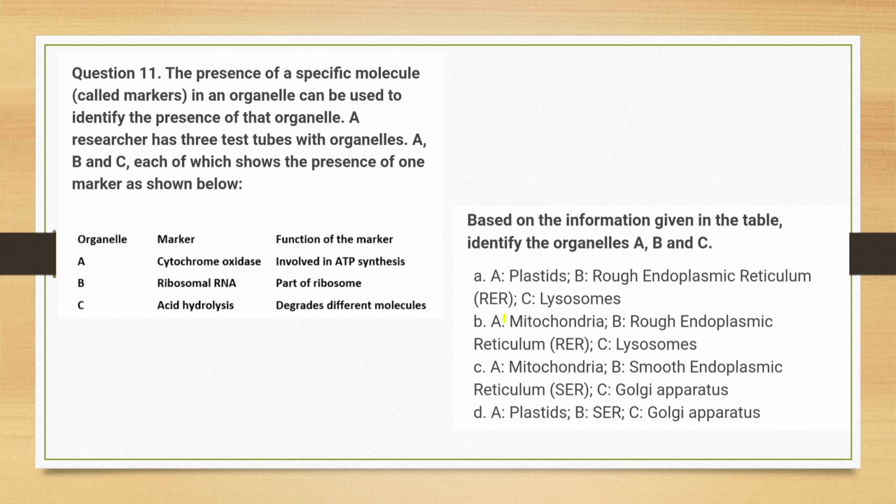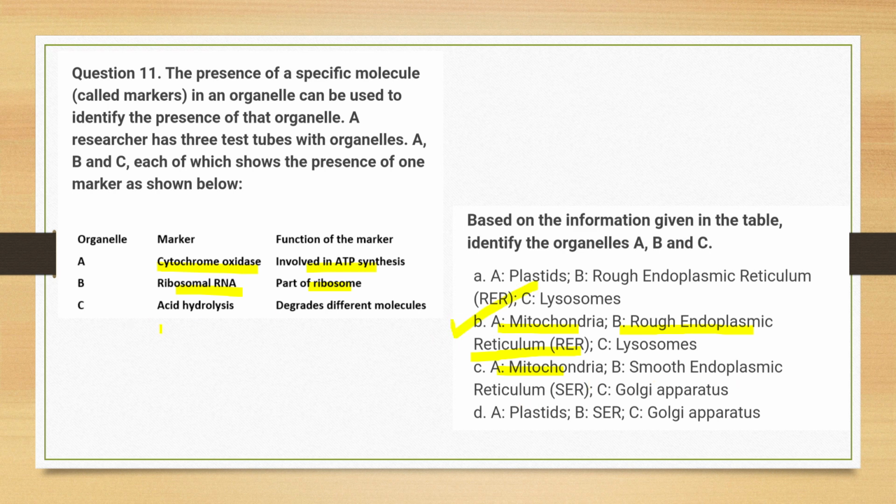Okay. Now coming to question number 11. Here some markers are given, and you have to find out the organelles. See, organelle 1 contains cytochrome oxidase, which helps in ATP synthesis. Obviously it will be in our mitochondria, because mitochondria is our powerhouse. So option B or C, either can be the correct answer. Now the ribosomal rRNA, which is present in our ribosome, where is it present? It is present in rough endoplasmic reticulum, but not in smooth endoplasmic reticulum. So the correct answer would be obviously option B.